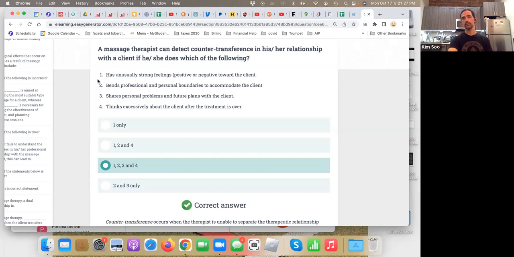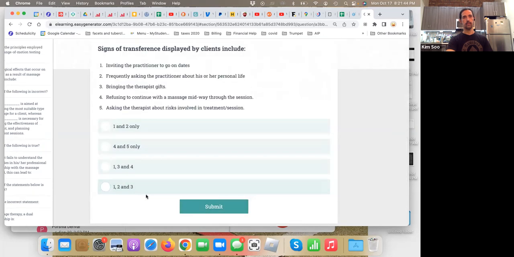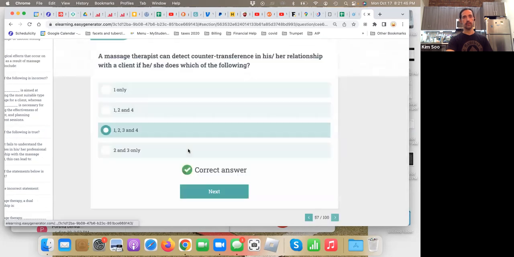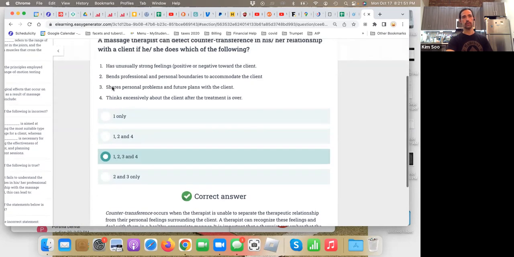Has unusually strong feelings, positive or negative, toward the client; bends professional and personal boundaries to accommodate the client; shares personal problems and future plans with the client; thinks excessively about the client after the treatment is over. It's all of the above. So first of all, it's 1, 2, 3, and 4.